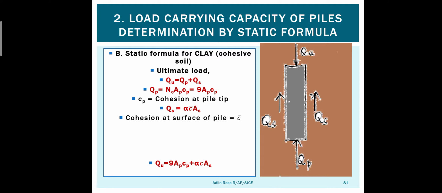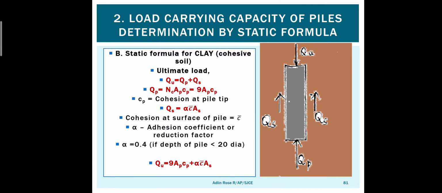C bar is also cohesion, but CP is the cohesion at the tip of the pile. But C bar is going to be the cohesion throughout the length of the pile. Whatever cohesion is there along the length of the pile, that is C bar. Alpha is the adhesion coefficient, or it is called the reduction factor, and it is assumed from 0.4 to 1. It can be between 0.4 to 1. Problems will be based on this.